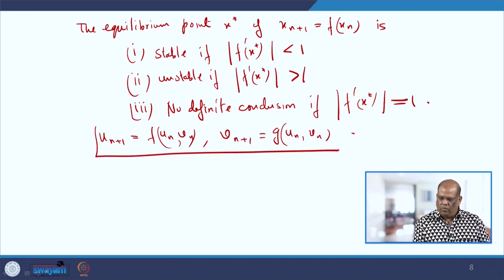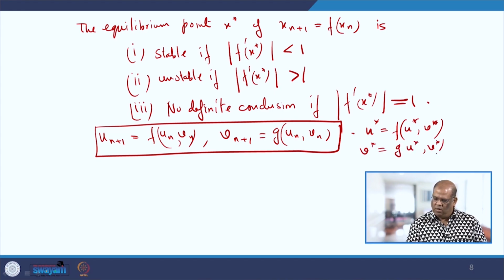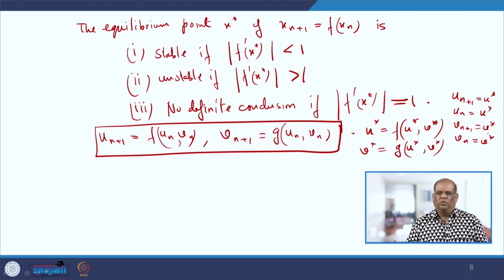Suppose you have two nonlinear difference equations. To get the equilibrium point, you have to solve u star equal to f of u star, v star, and v star equal to g of u star, v star. So, just like the previous one, you replace u n plus 1 by u star, u n by u star, v n plus 1 by v star and v n by v star, because there is no change in the generation from n to n plus 1.